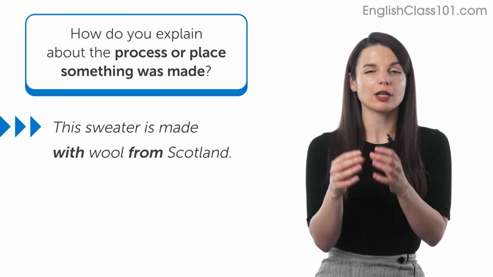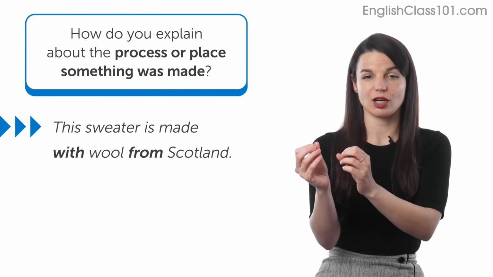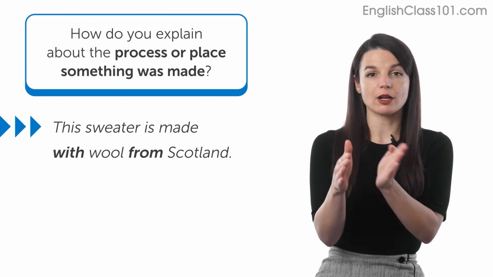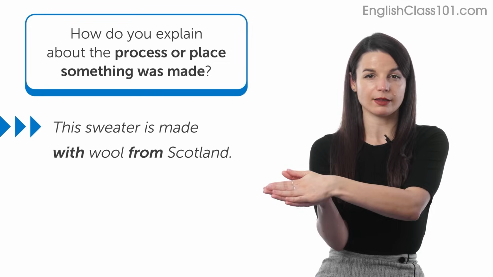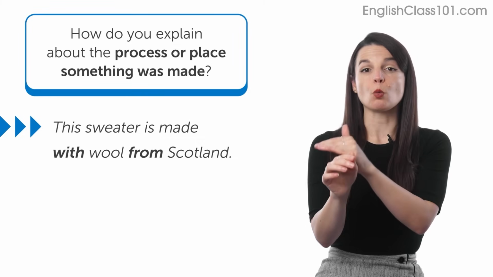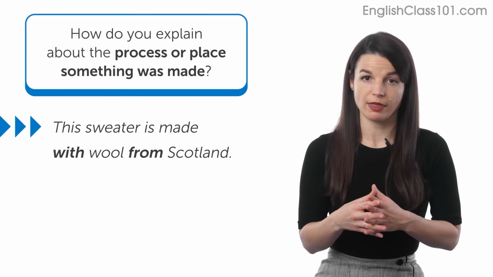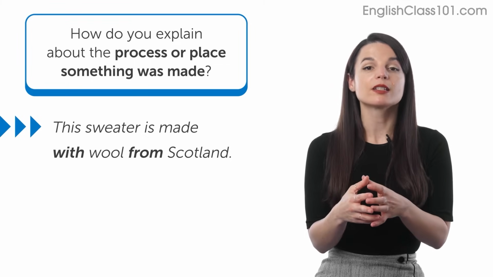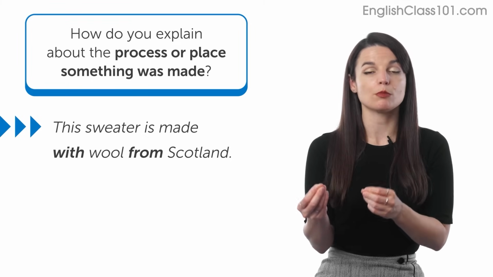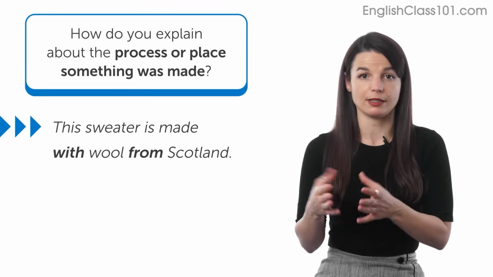When you use this pattern, you might notice that with is more common than of here. So by that I mean, this sweater is made of wool from Scotland is probably less common than this sweater is made with wool from Scotland. This sounds a little bit more natural, this with pattern. So basically, when you want to talk about the region something came from, you can just say from region, so from country or from city and so on.